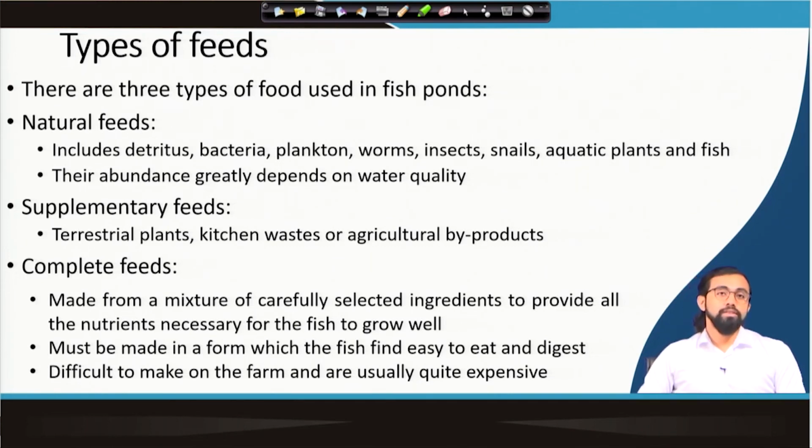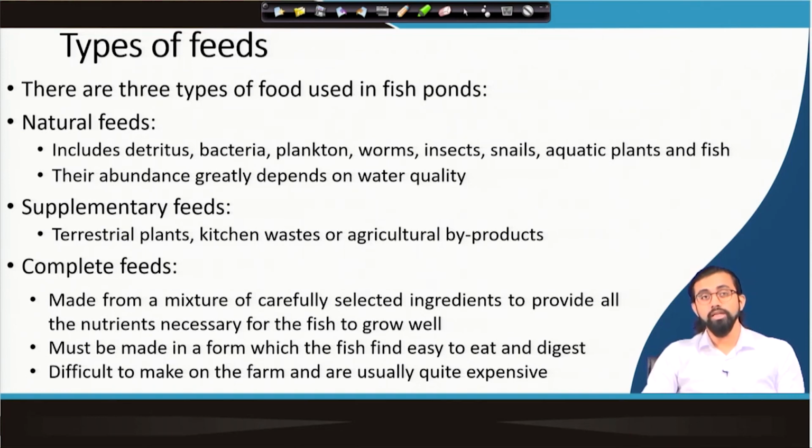What are natural feeds? Natural feeds include the detritus which normally stays at the bottom of your tank or pond, and bacteria, which can be suspended or attached growth. There are planktons, phytoplankton and zooplankton, worms, insects, snails, aquatic plants, fish, et cetera. Why am I talking about fish as a natural feed? Because fish can be feed for higher chain fishes or other higher chain aquatic species as well.